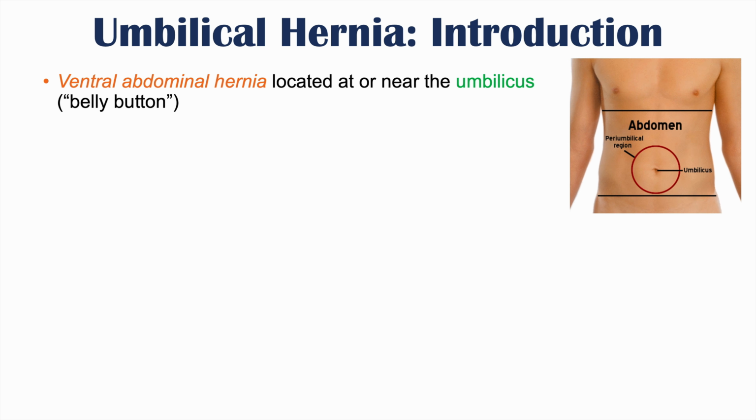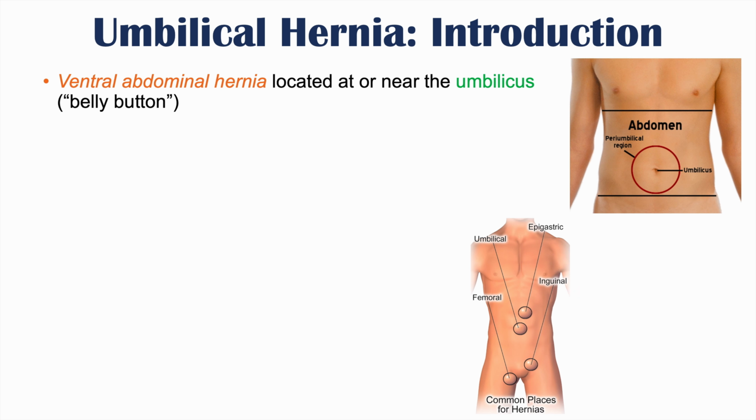An umbilical hernia is a ventral abdominal hernia located at or near the umbilicus, which is the belly button. If we look at this image, this is your abdomen, and your umbilicus, again, is your belly button. A hernia is a bulge from a weakened abdominal fascia or a weakened abdominal wall that protrudes out near the umbilicus. We're going to talk in more detail about where this occurs in a little bit.